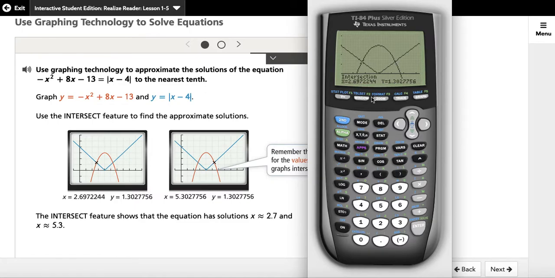To find the other one, I will have to go back out and calculate intersection again, choice 5. This time it's still the same 2 equations, but unless I move the cursor over, it's going to give me the same answer that I already had. I want to find an answer over here. So I hit enter, and now it shows this intersection is at 5.3. Okay, that's with the graphing calculator. Notice these numbers are similar to what they have here, but they didn't show you how to do that. Hopefully that helps you understand how to calculate intersection using a graphing calculator.